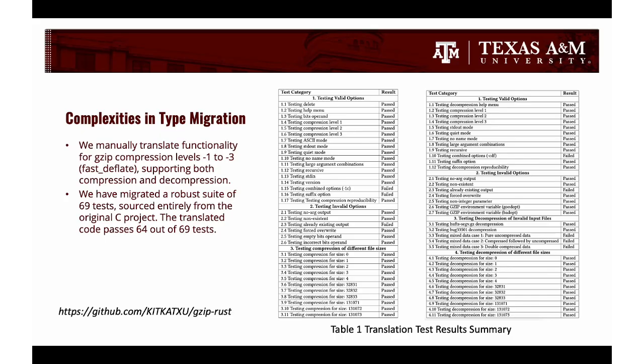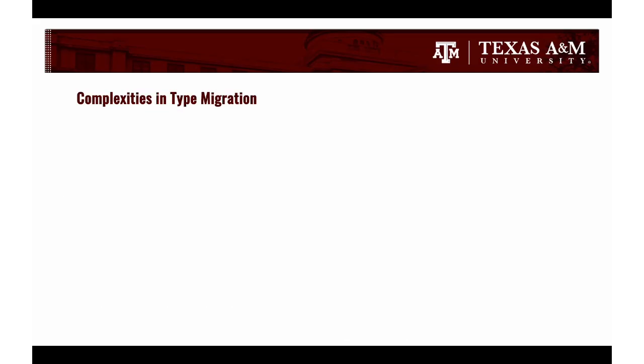The remaining failures were primarily due to differences in underlying libraries or system calls, or logic errors in the translation of internal functions. And we also identified two key issues related to type migration, which we believe should be addressed prior to translating the functionality of the code. One is about multiple mutable references.